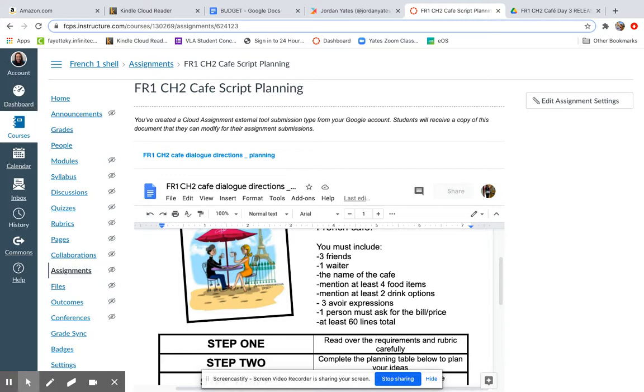Now, I know you're like, oh my God, 60 lines. But think about how a script looks. Just the word bonjour, like when everybody says hi to each other, that's a line. So line does not mean sentence.